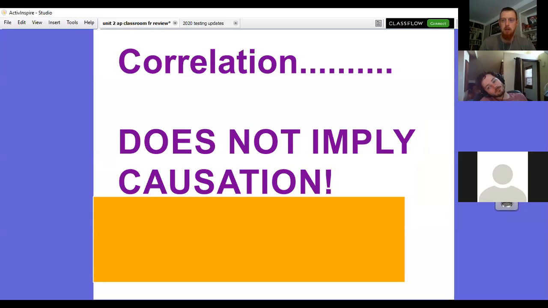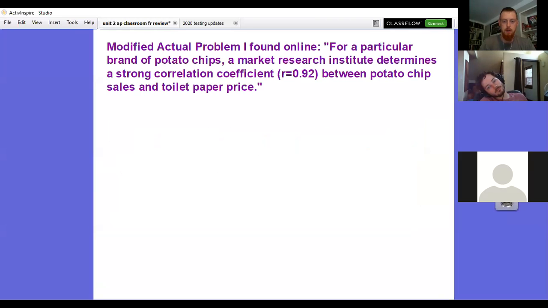So here is a problem that I modified just a tiny bit. For a particular brand of potato chips, a market research institute determines a strong correlation coefficient, r equals 0.92, between potato chip sales and toilet paper price.